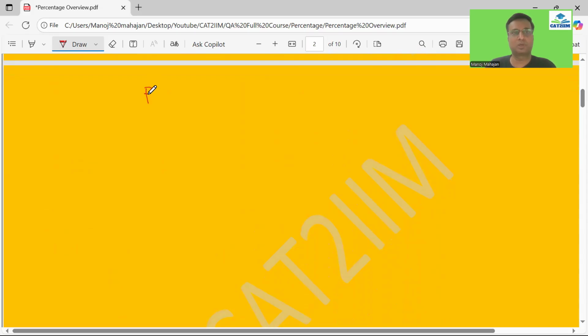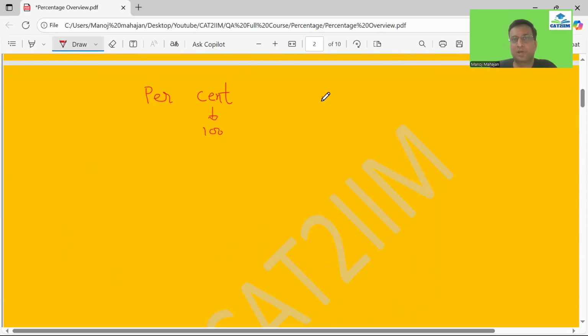So I'm dividing the word percent as per cent. This cent is 100. So if you want to convert a number into a percentage, we actually multiply with 100.